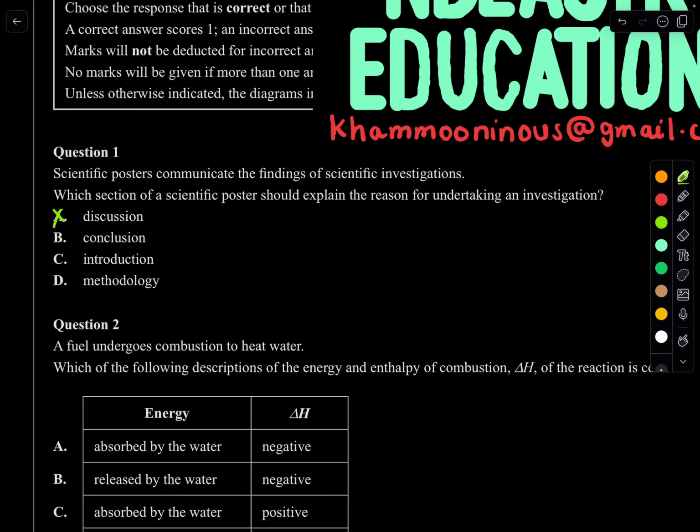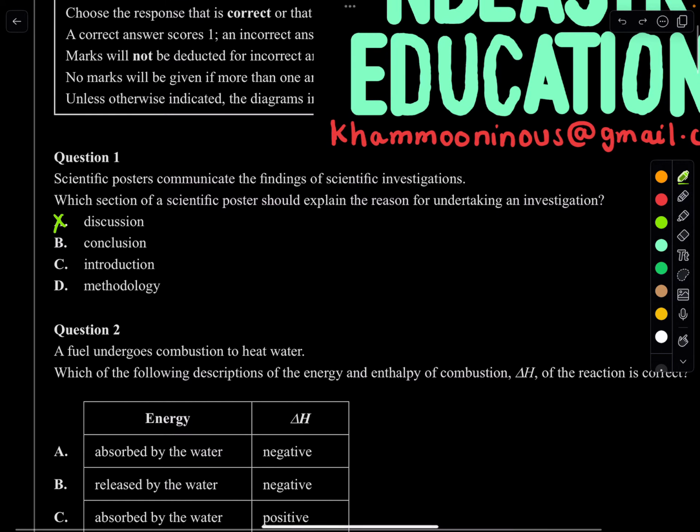Conclusion, rubbish. Conclusion, remember, you don't put any new information in the conclusion. All you have to do is basically explain: do your results support the hypothesis? For example, in conclusion, the rate of reaction did increase when the surface area was increased. Something like that. So you don't actually introduce new information. So we can't actually say undertaking an investigation in the conclusion.